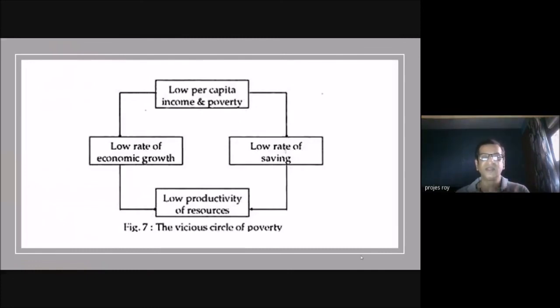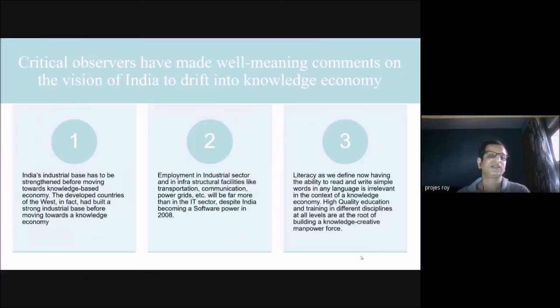Here you can see the vicious cycle of poverty: low productivity, low resources, low rate of economic growth, low per capita income, low rate of saving. Then a critical observation was made on the well-meaning vision of India drifting into the knowledge economy. India's industrial base has to be strengthened before moving towards a knowledge-based economy. Employment in the industrial sector and infrastructural facilities like transportation, communication, power, bridges, etc. will be far more than in the IT sector.